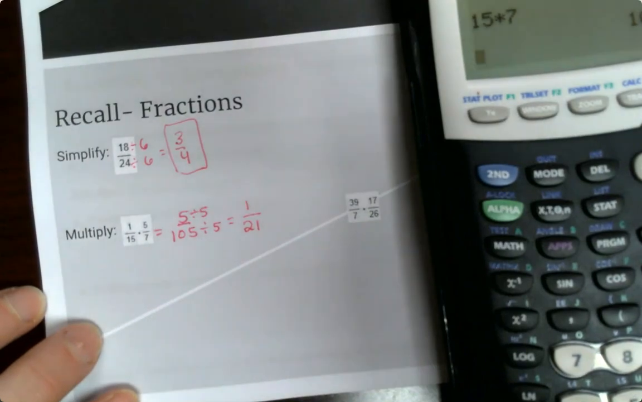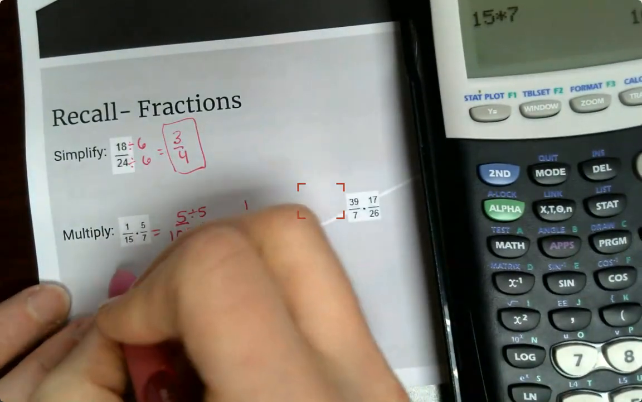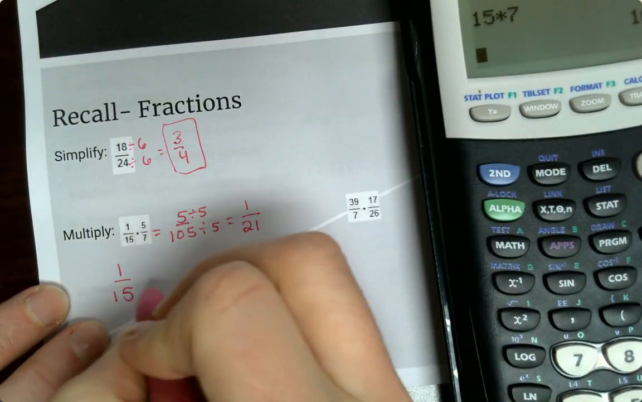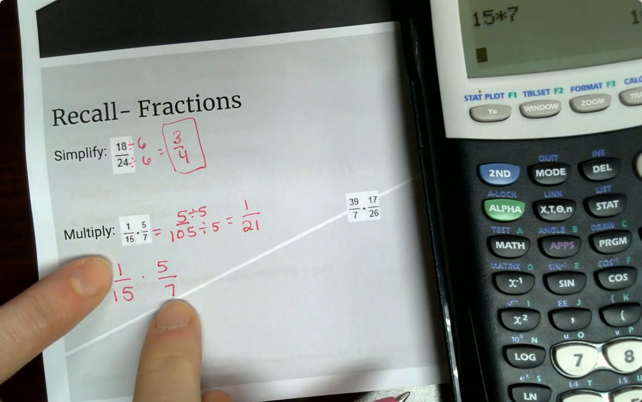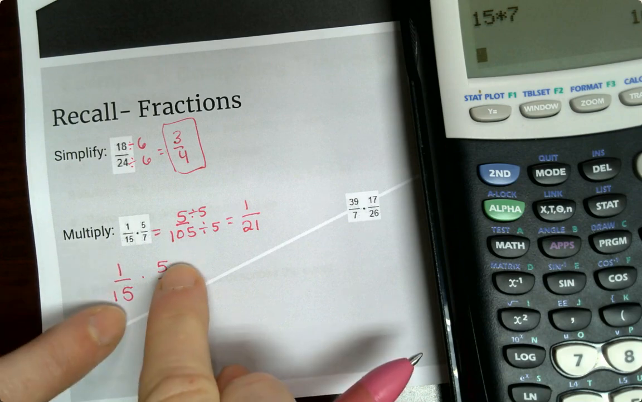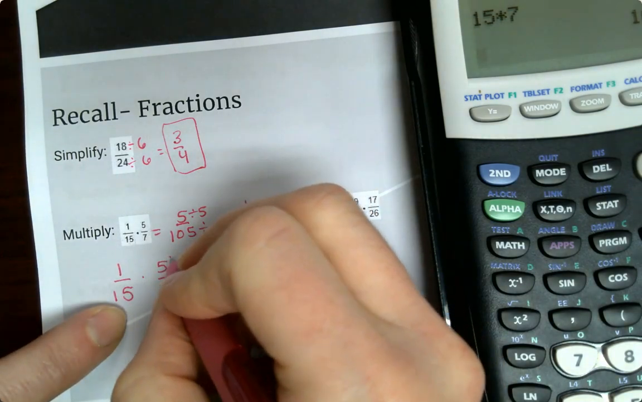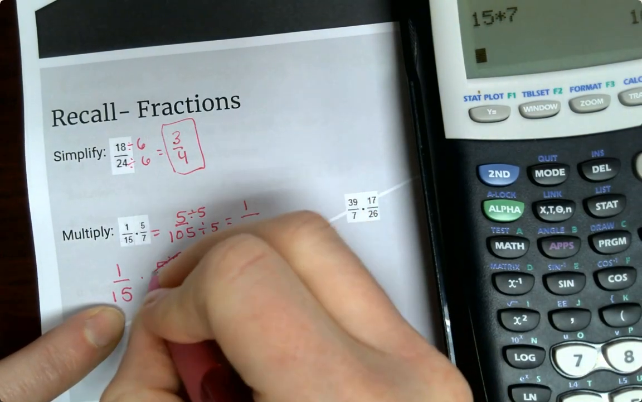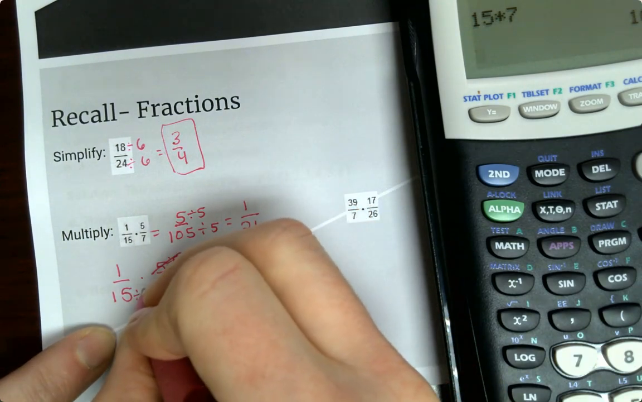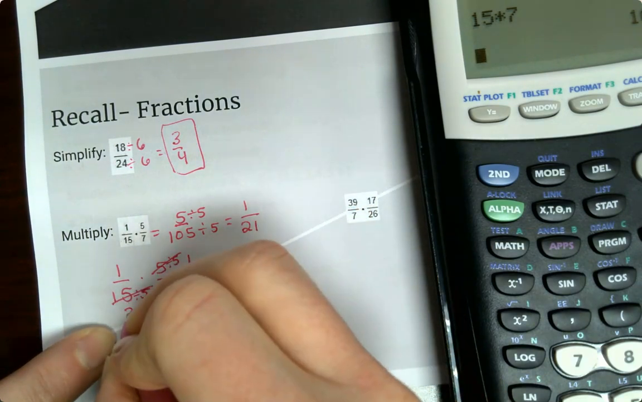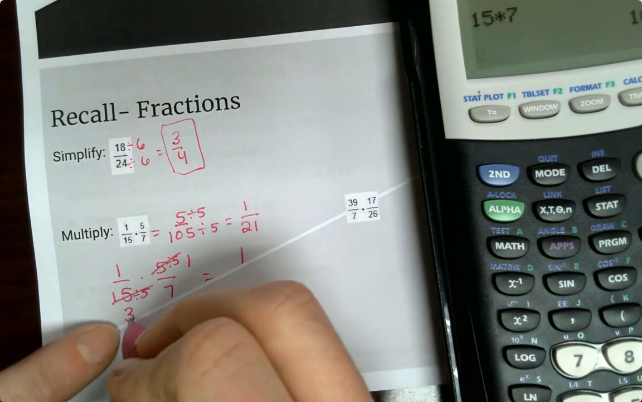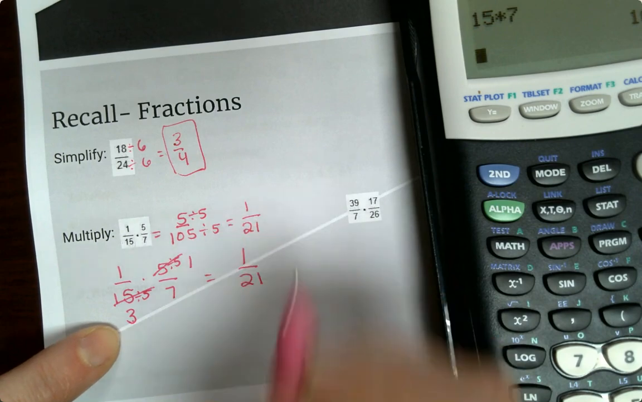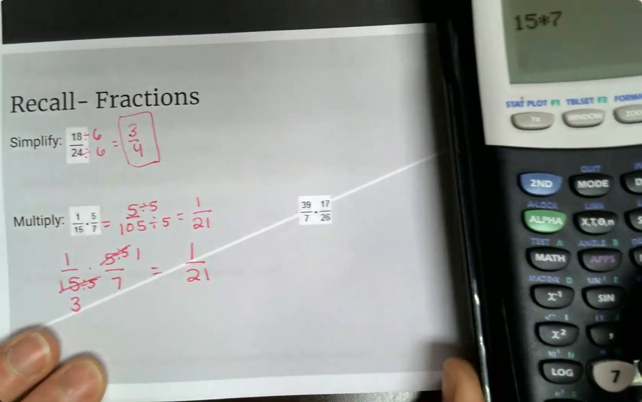Another way to multiply fractions would be to cross simplify or cross reduce. So you could look at your diagonals to see if they have anything in common. These don't, but these do. So you could reduce by 5 to begin with. So this becomes 1. Reduce this by 5, and it becomes 3. So now we have 1 times 1 and 3 times 7. Same answer, just two different ways of doing it.